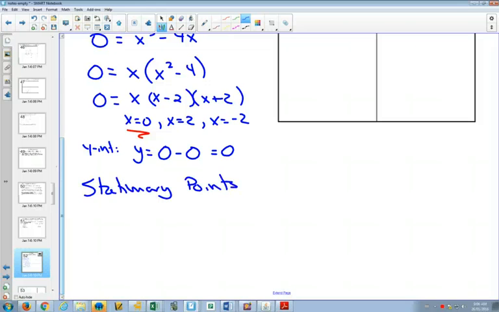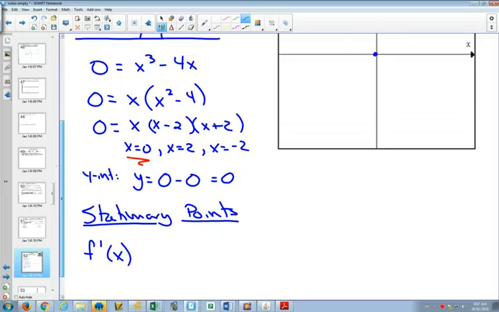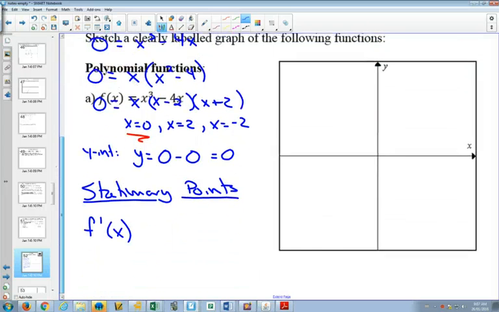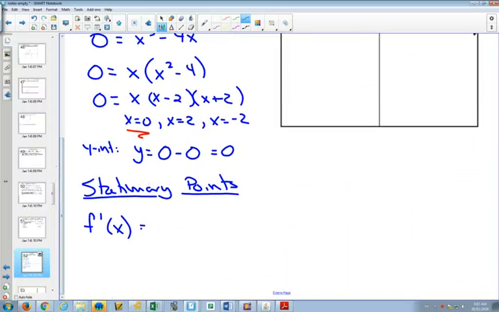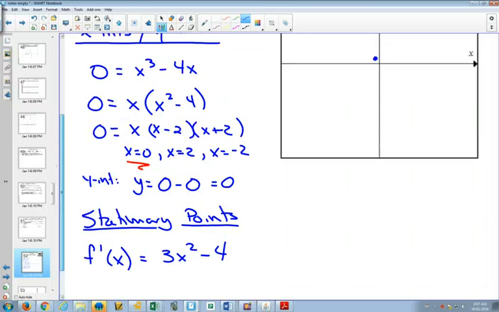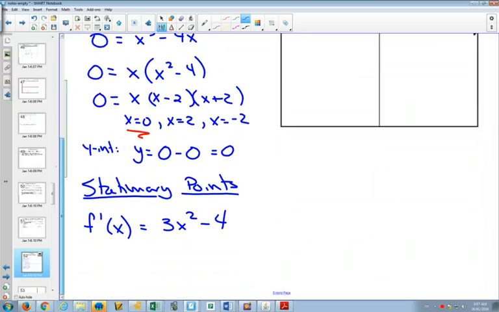So next thing I'm going to look for are my stationary points. And in my stationary points, I'm going to use my first derivative test. So we set up our equation. Let's find our derivative, f prime of x. It's going to give us 3x squared minus 4. Correct? Yes.